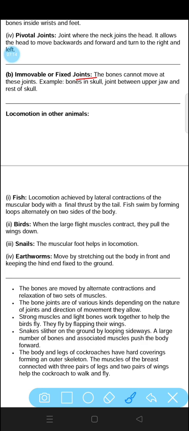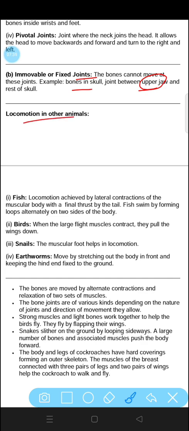Next are immovable or fixed joints. In immovable joints, the bones cannot move. For example, the bones in the skull, the joint between the upper jaw and the rest of the skull. You cannot move your upper jaw. It is already fixed to the rest of the skull. So these are joints, movable and immovable.